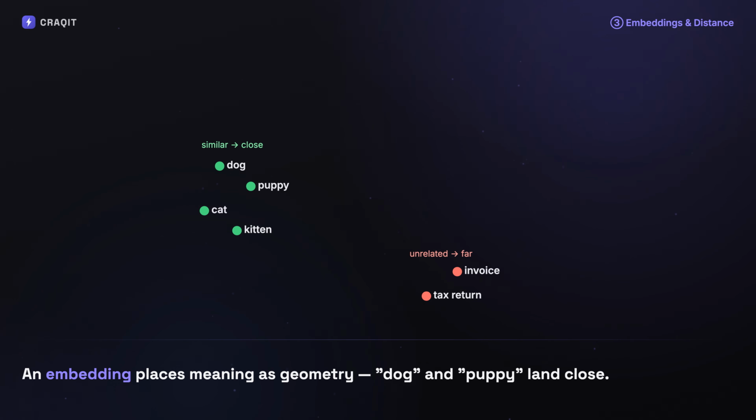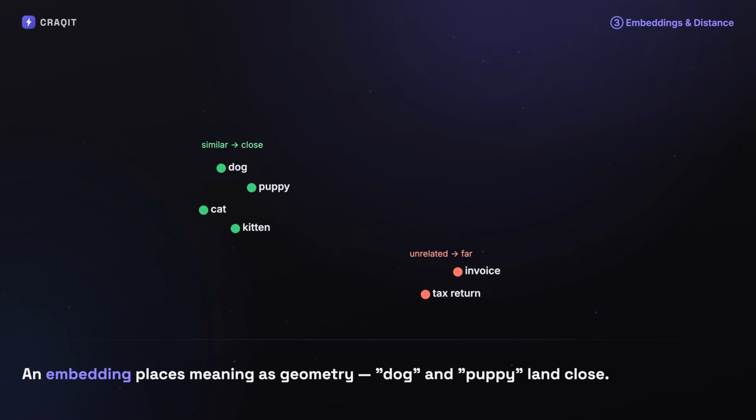An embedding is a list of numbers, a vector, produced by a model that captures the meaning of a piece of content and positions it so that similar things sit close together in the space. Dog and puppy land near each other. Dog and tax return land far apart. The model does the hard part, turning text, images, or audio into geometry. And the database's job is narrow. Store those points, and, given a query point, find the nearest ones fast.